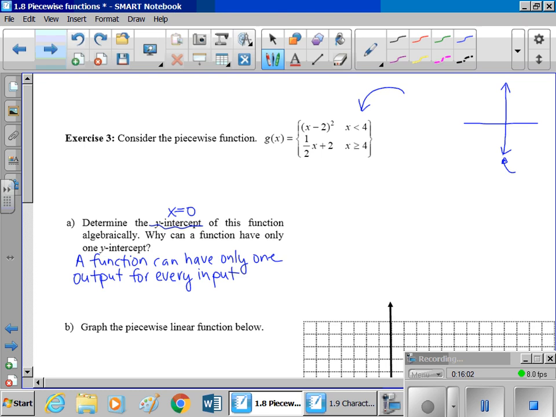Well, the first one says x is less than 4, and the next one says x is greater than 4. So I know that x has to equal 0 in this one right here. Okay, so when x equals 0, g of x is equal to x minus 2 squared, which is equal to 0 minus 2 squared. Be careful because that's negative 2 squared, which is positive 4.